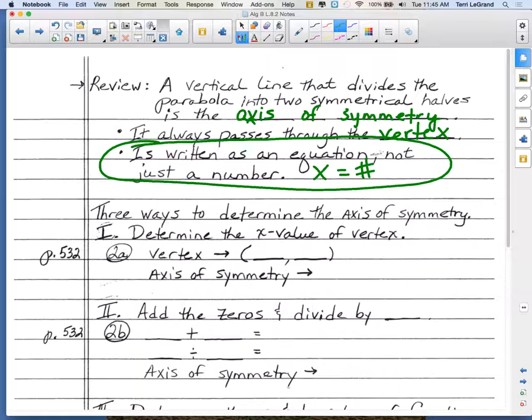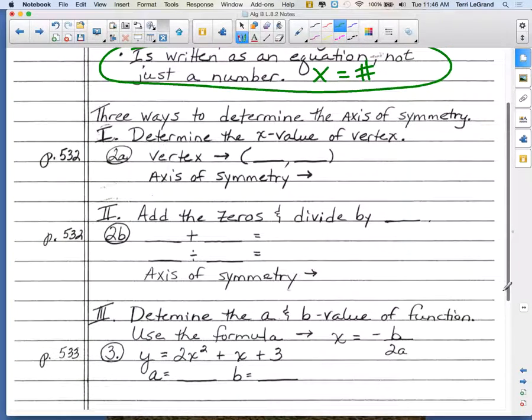And that number is going to be where it's crossing the x-axis. It's going to be the x value of the vertex, basically. There's no y's in the equation of a vertical line, just like in the equation of a horizontal line there are no x's. So we gotta remember that. Plant that in that brain so it'll stay there.